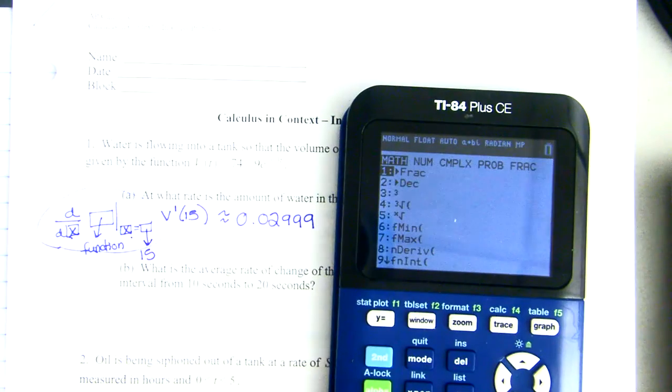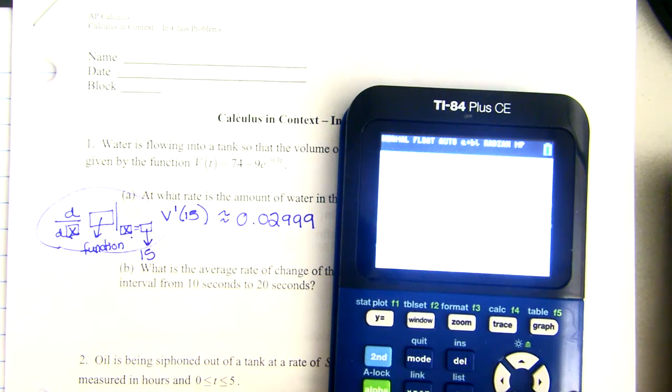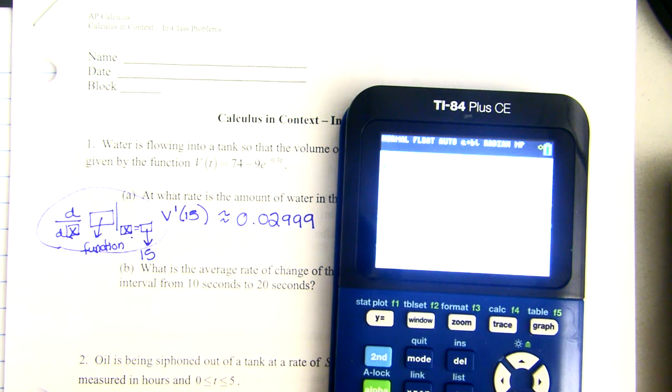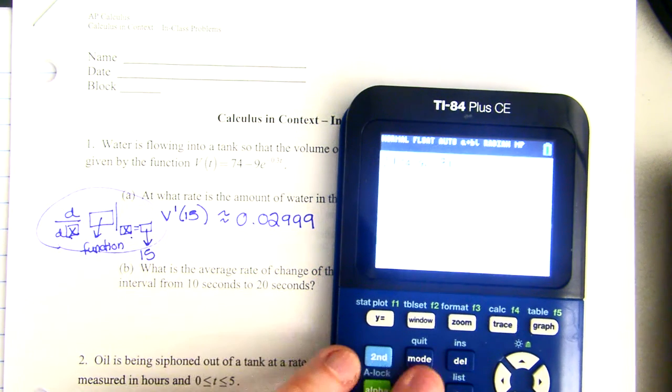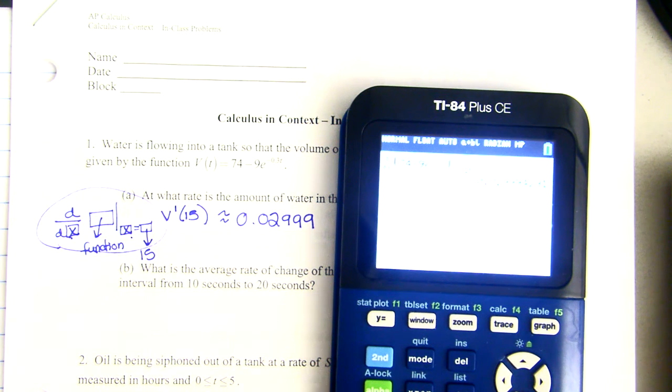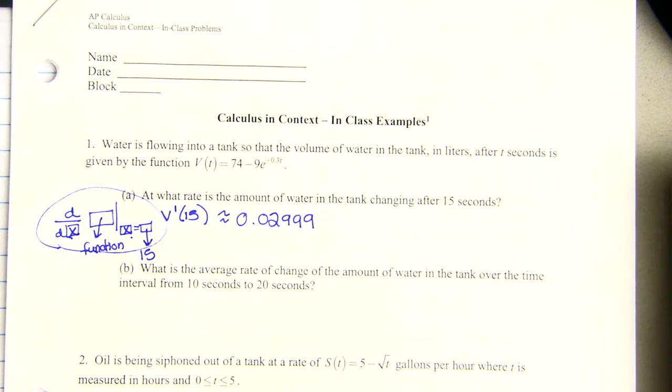I'm going to try to do this on here, but it's not going to look great, I don't think. I'm going to do nDeriv, d/dx. I'm sure you can't see this. 74 minus 9e to the negative 0.3x. I want to evaluate this at x equals 15, and you're going to get the same answer the other calculator gave me. Now, what is this telling me?